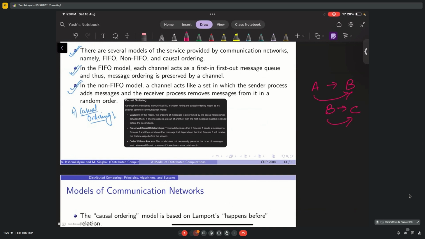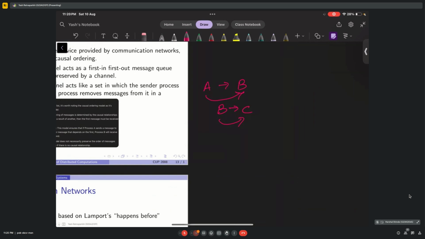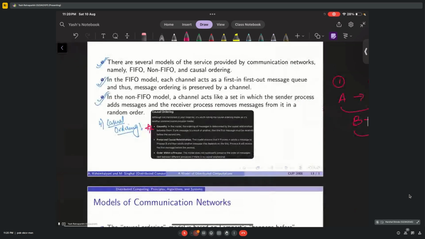Understand this: causality. In this model, the order of messages is determined by the causal relationship between them. If one message is a result of another, then the first message must be received before the second one. For example, if this is person 1, this is person 2, this is person 3, until B gets the information from A, C cannot get the information. So this is what causal ordering means.